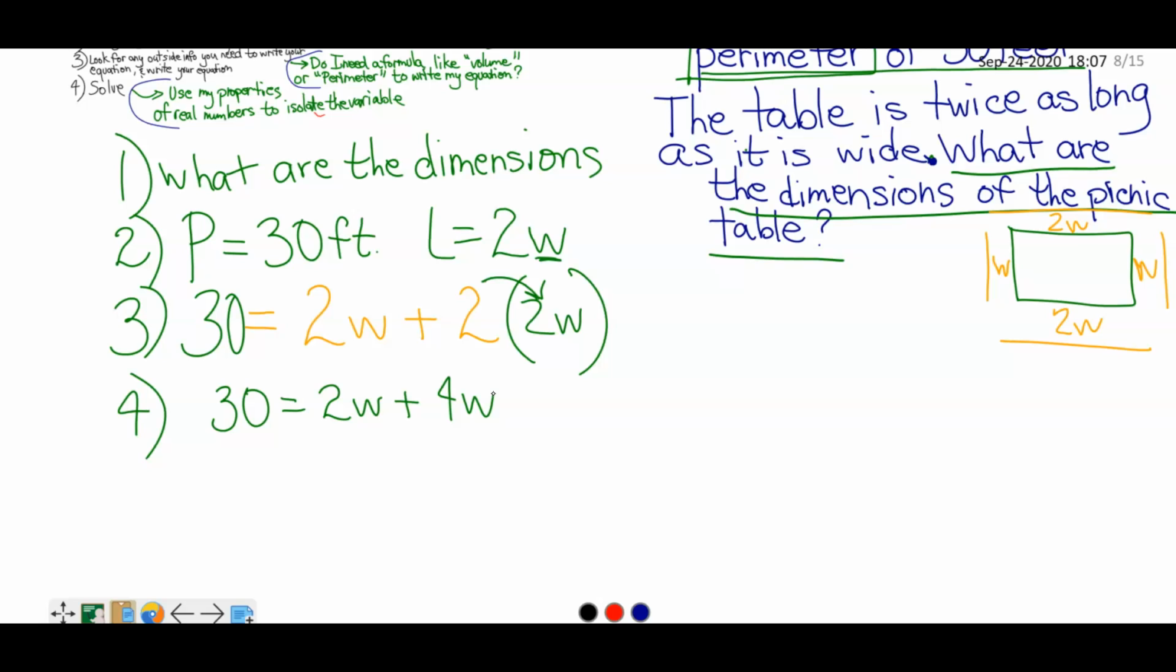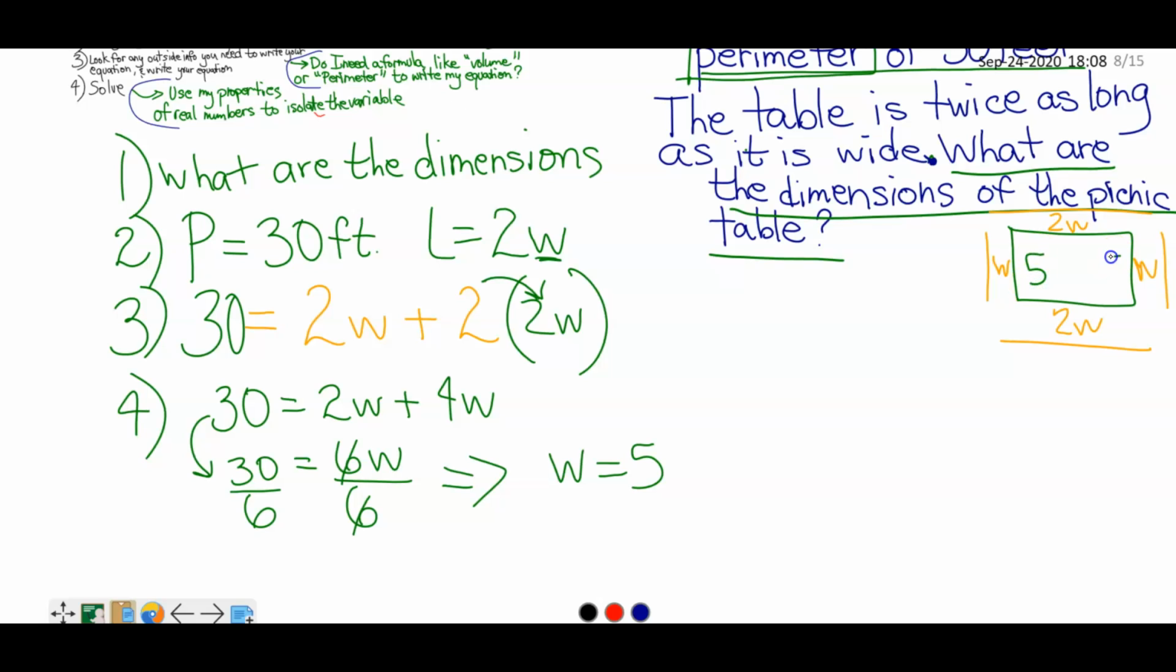Next step, combine like terms. So let's rewrite this as 30 equals 6W. 2W plus 4W is 6W. Almost there. Let us divide both sides by 6. And what's our final answer? We have that W equals 5. Cool. We have one of the dimensions that we were supposed to find. We have the width is 5.